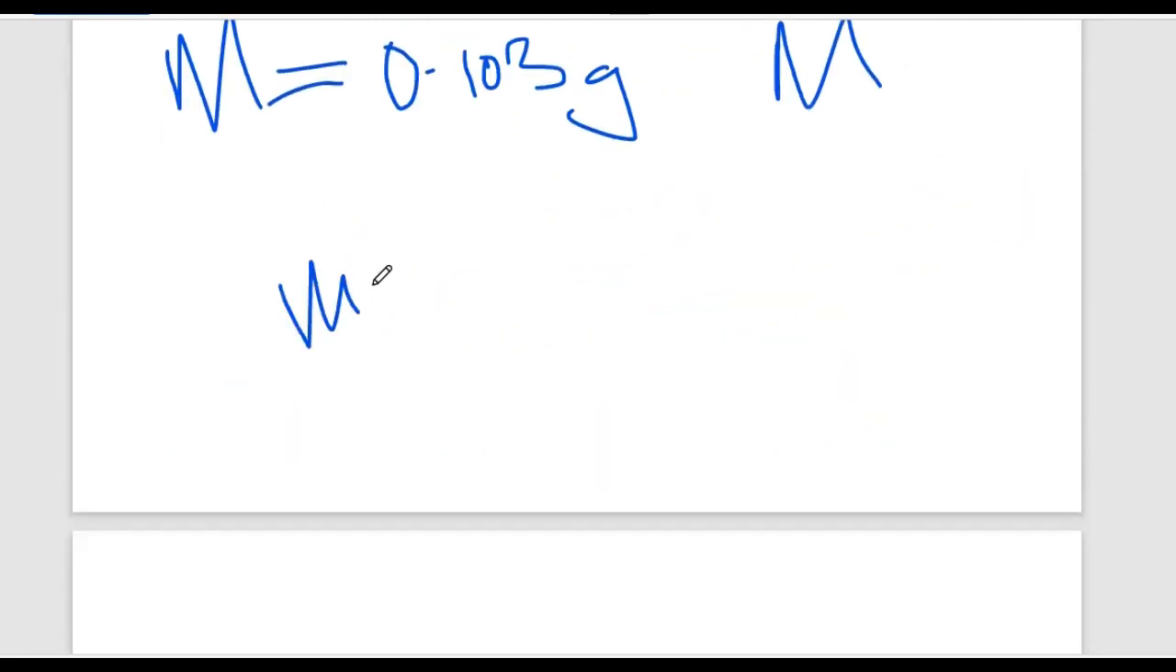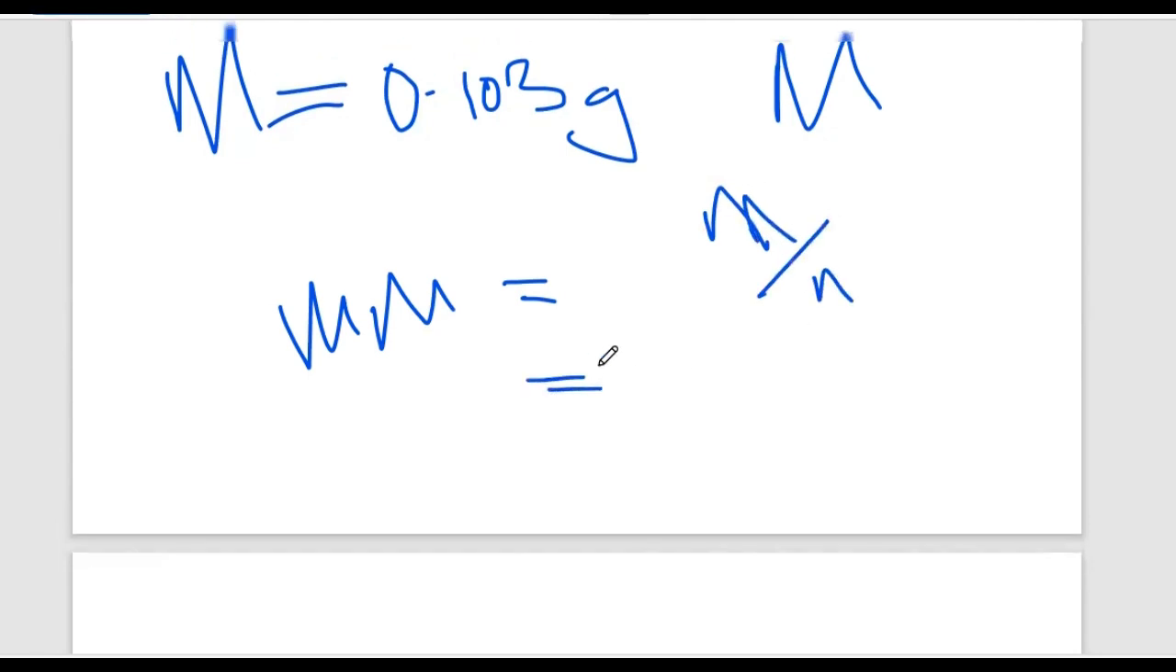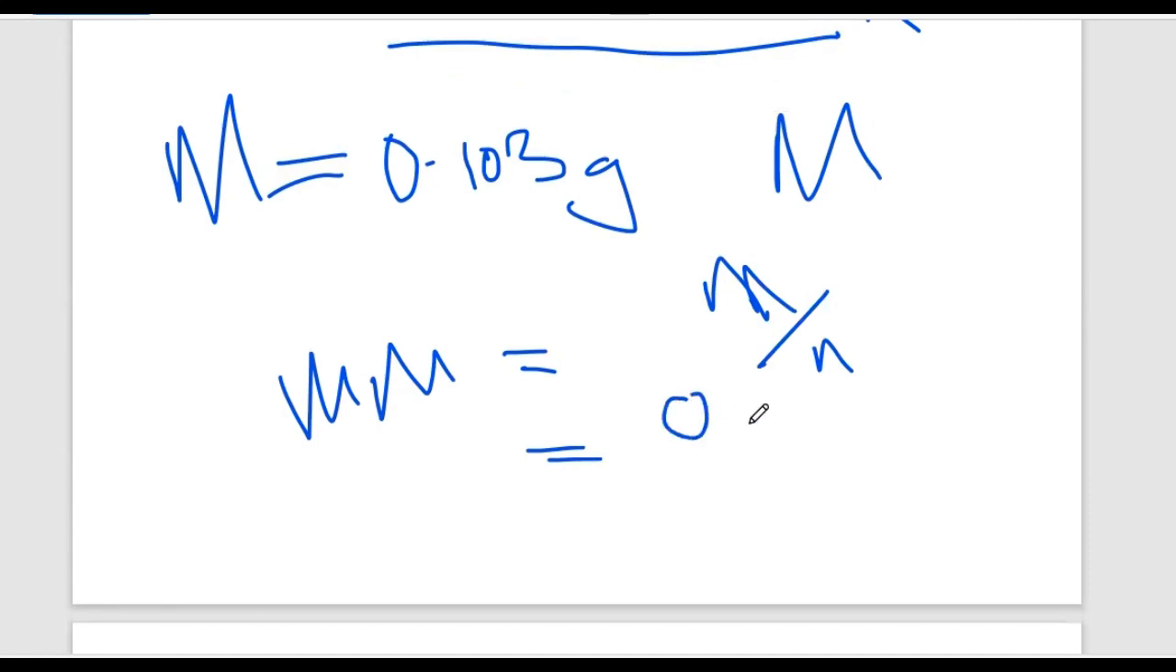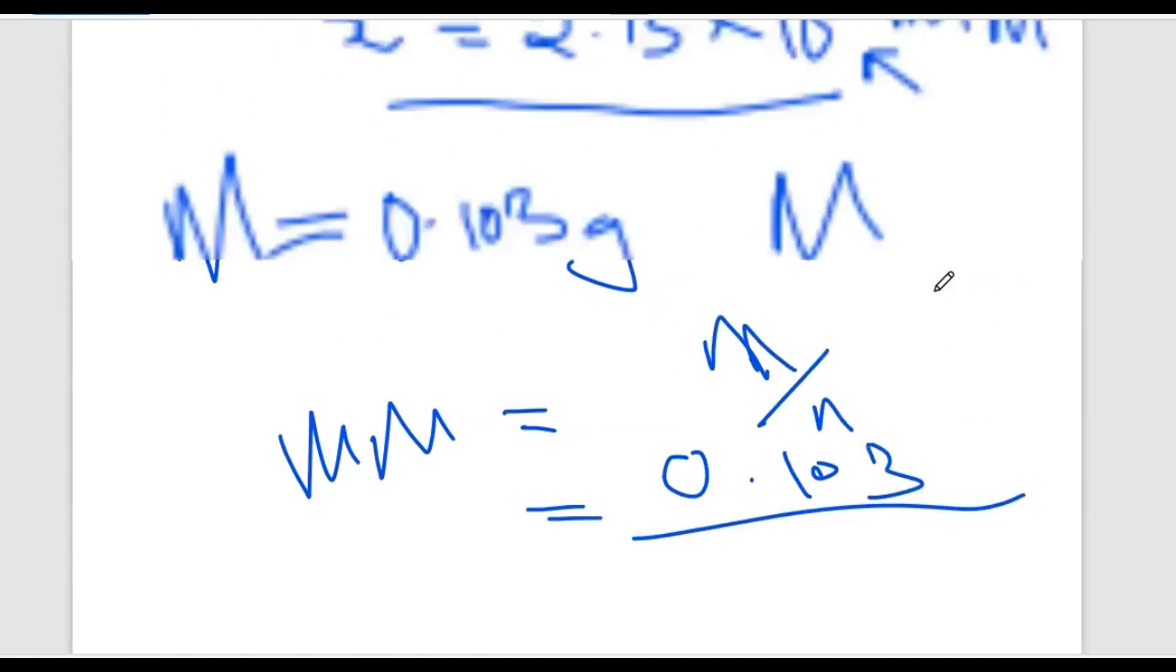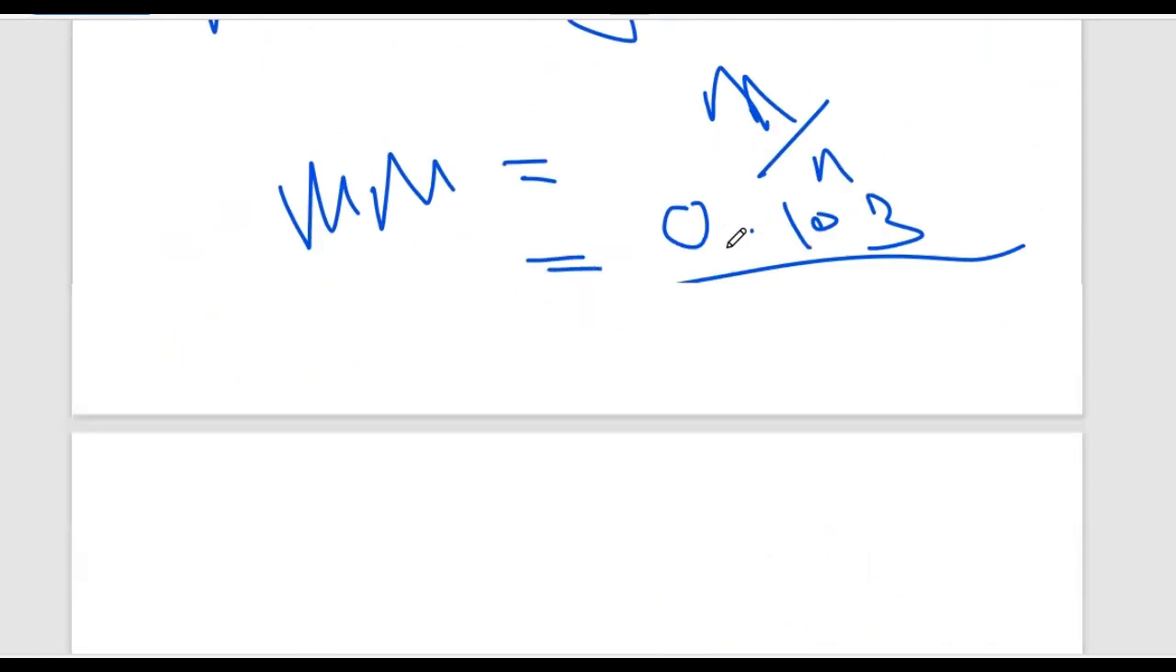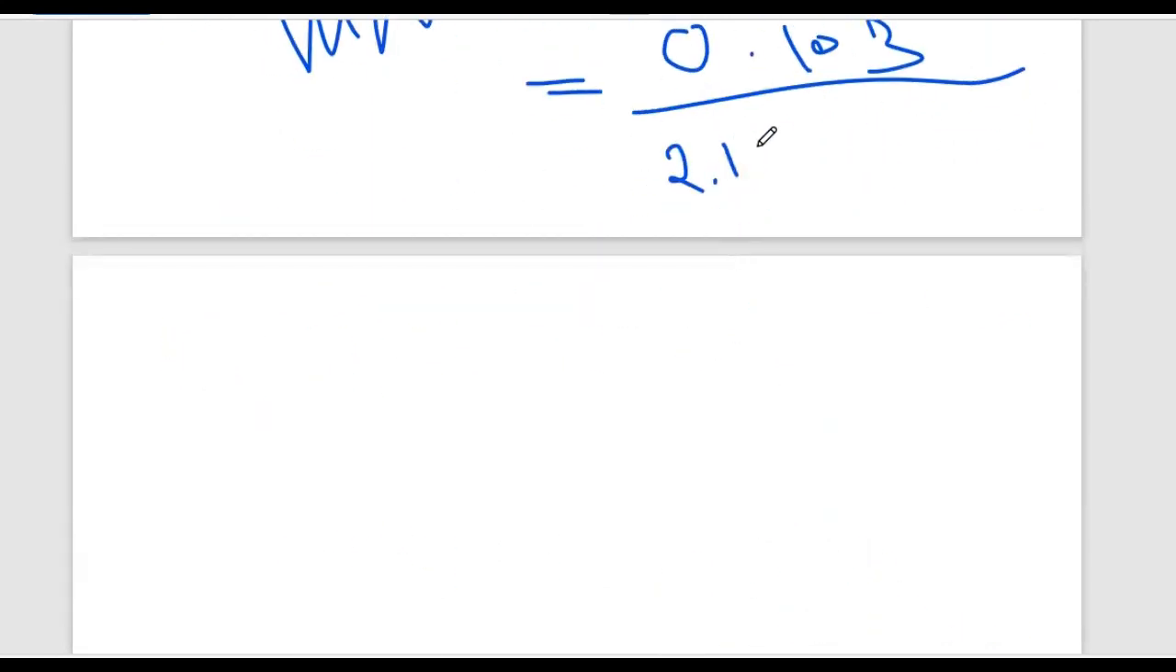So we said molar mass is simply equal to the mass over the moles. So mass over the moles, that's our molar mass. What is our mass there? It's simply 0.103 grams, divided by the number of moles. The number of moles is this, so I have 2.15 multiplied by 10 to the power minus 3.